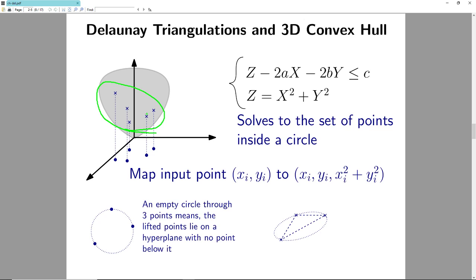So what does it mean for a circle that goes through 3 points to be empty? It means that all the other points that are on the paraboloid are above this hyperplane. Okay? As a result, this triangle must be a face of a convex hull, because the hyperplane that goes through these 3 points does not have any point below it. In other words, this is a face of the lower hull of this set of points.